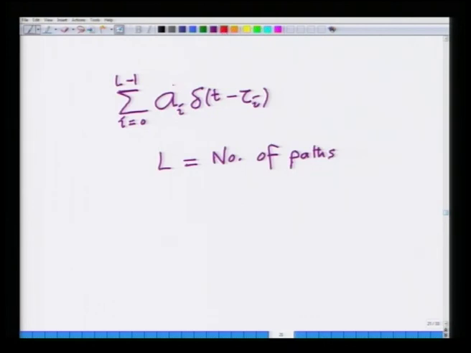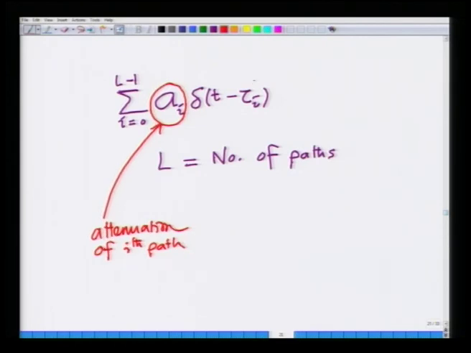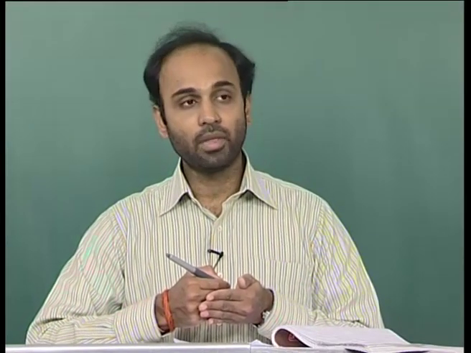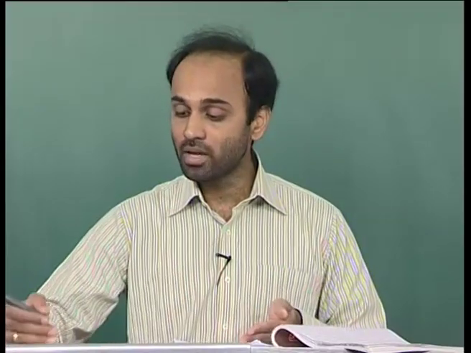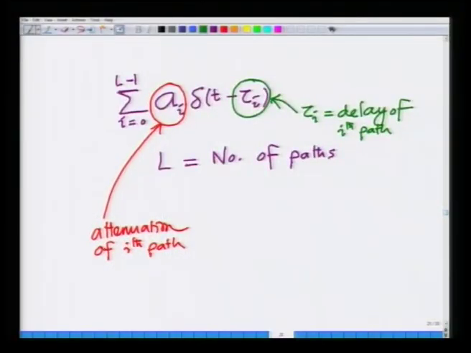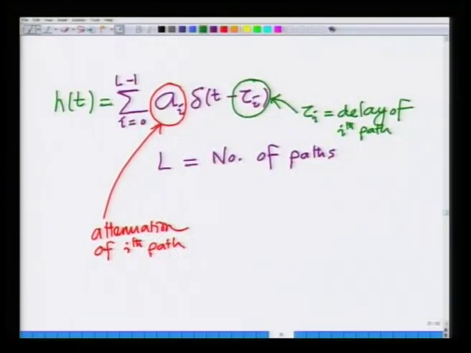a_i is the attenuation of the ith path, tau_i equals the delay of the ith path. So, each path has an attenuation a_i and delay tau_i. I am summing across all these L paths. I have L such multipath components. I am summing across the attenuation and delay components across all these multipath components to give the net channel, and this is h(t), which is the channel impulse response.